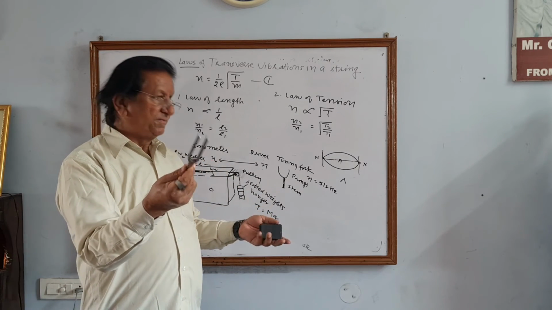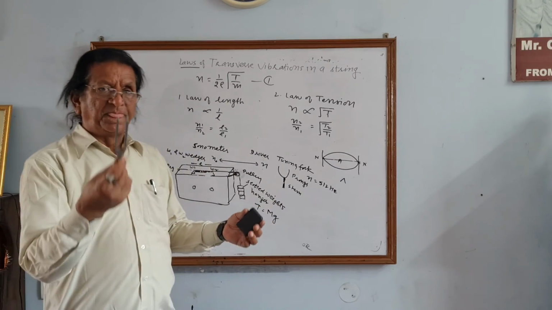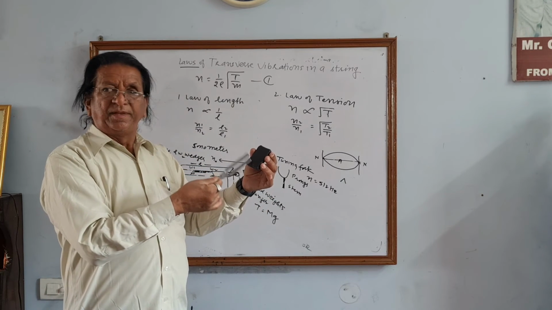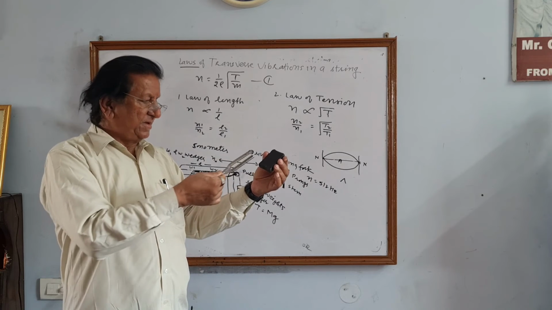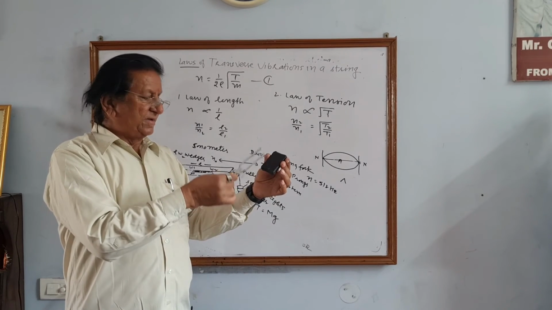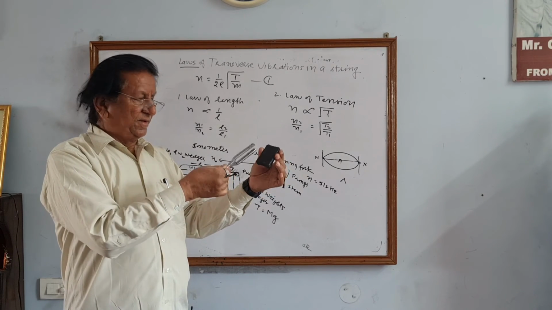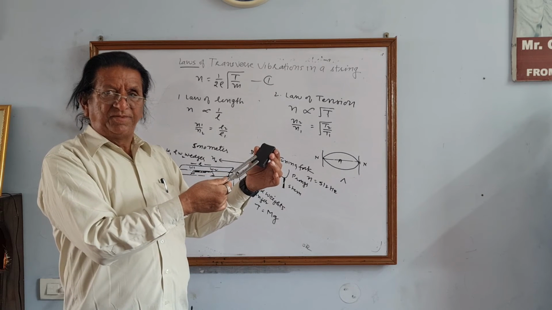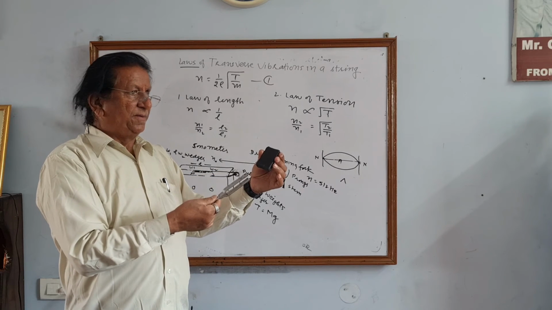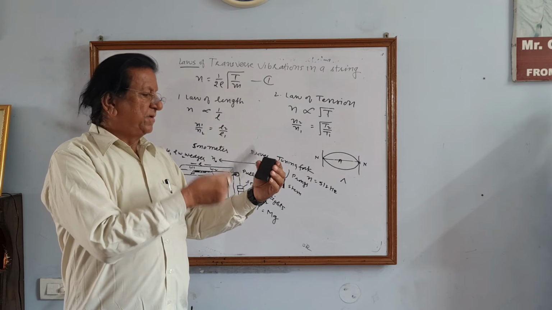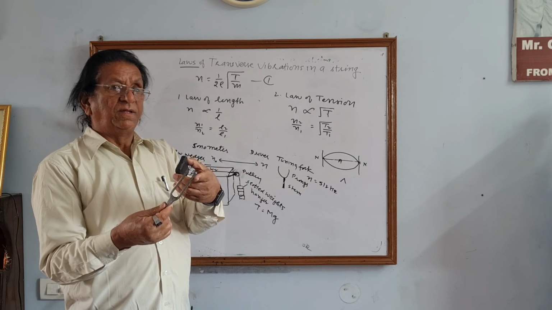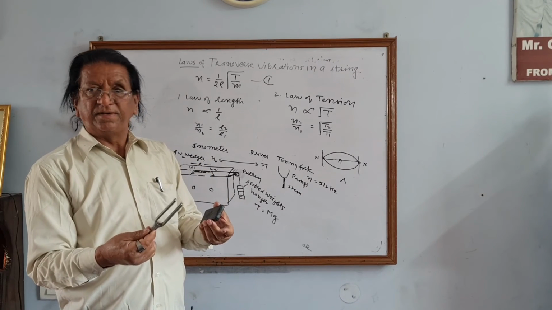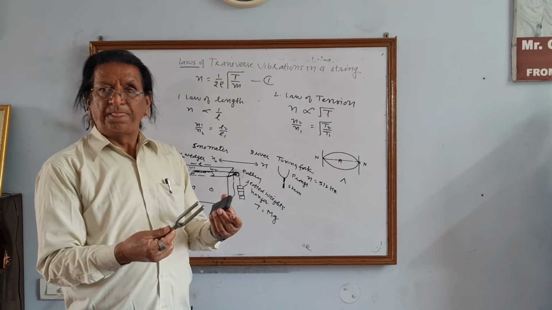This prong of the tuning fork is made to oscillate. This will be struck on the rubber pad. It will be held like this, in an inclined position. Then it is struck not like this, like this. Any one of the two prongs will be made to strike on the rubber pad. Okay? You will strike this, and you will find, if you touch, it is vibrating with 512 frequency.